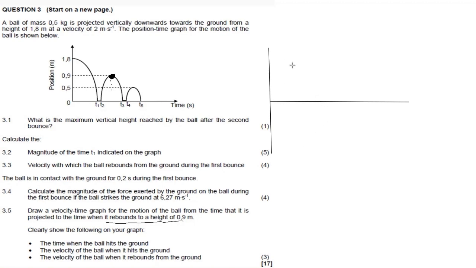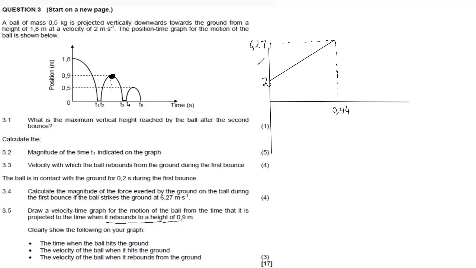Now, remember we chose downward as positive, so that means I must have an increasing function. Starting from my initial velocity here, the ball will be increasing in velocity since it's going downward until it reaches the ground. So it reaches the ground at time, we calculated that already. Remember, time t1 indicates the time where the ball hit the ground. So at 0.44 seconds, right? And then the initial velocity in which it was projected downward was 2. And then the velocity with which it hit the ground, we were told that it is 6.27.